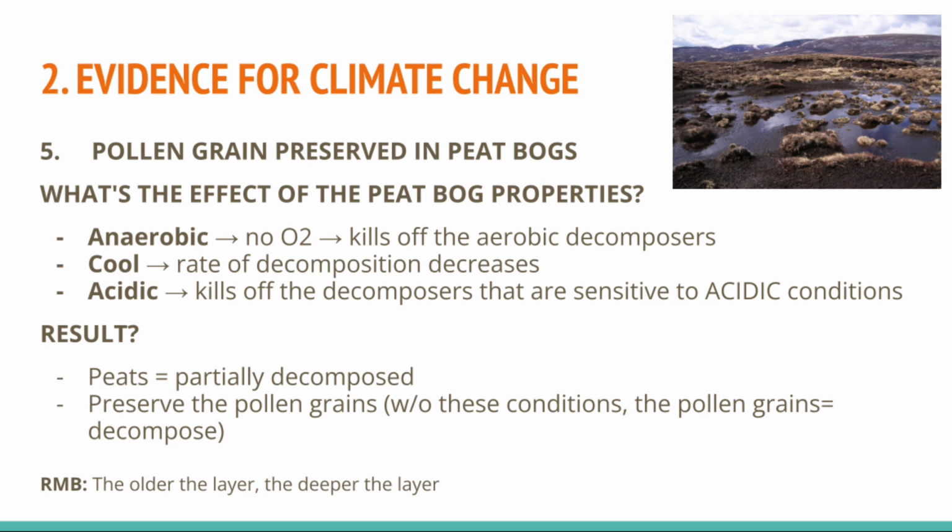As mentioned, anaerobic means that there's no oxygen, so this kills off the aerobic decomposers. And it's cool, so the rate of decomposition decreases. And it's acidic, so it kills off the decomposers that are sensitive to acidic conditions. So the result of this is that the peats are partially decomposed, and this helps preserve the pollen grains, because without these conditions, pollen grains would have decomposed. And again, the older the layer, the deeper the layer.